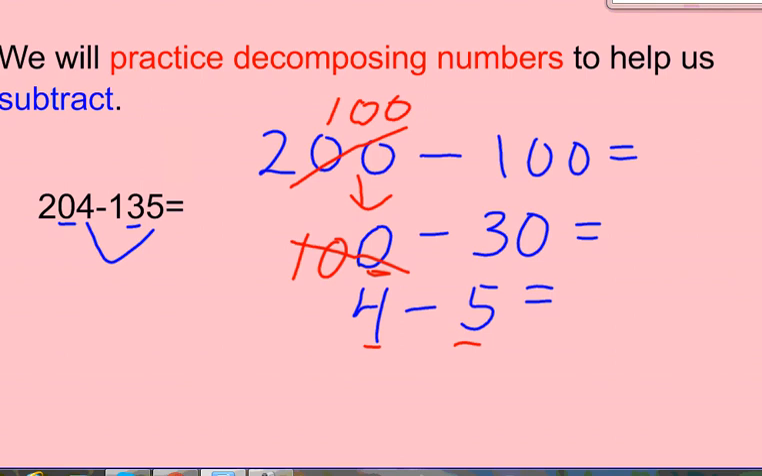So 100 take away 10 is 90. I bring a 10 over here, that becomes 14. Now I can subtract. All of the numbers that I'm subtracting are smaller than the number that's doing the subtraction. So I have 14 take away 5 is 9. Then I have 90 take away 30, which is 60. And I have 100 take away 100, which is 0. 60 and 9 together is 69.